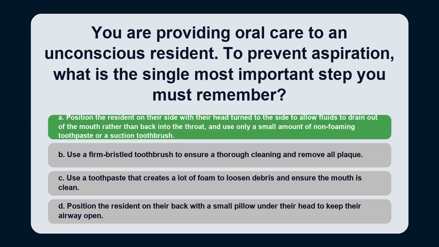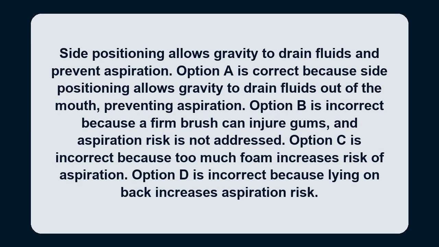The answer is A. Side positioning allows gravity to drain fluids and prevent aspiration. Option A is correct because side positioning allows gravity to drain fluids out of the mouth, preventing aspiration. Option B is incorrect because a firm brush can injure gums and aspiration risk is not addressed. Option C is incorrect because too much foam increases risk of aspiration. Option D is incorrect because lying on the back increases aspiration risk.